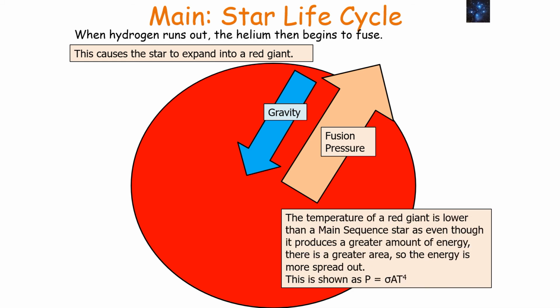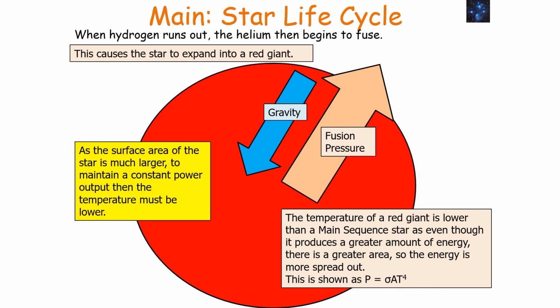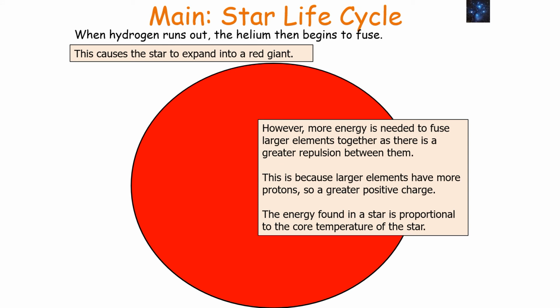Now we've learned this before, that the temperature of a red giant is lower than a main sequence star, as even though it produces a greater amount of energy, it is more spread out. So as the surface area of the star is larger, to maintain a constant power output, the temperature must be lower. Now more energy is needed to fuse larger elements together, as there's a greater repulsion between them, because larger elements have more protons, so a greater positive charge.